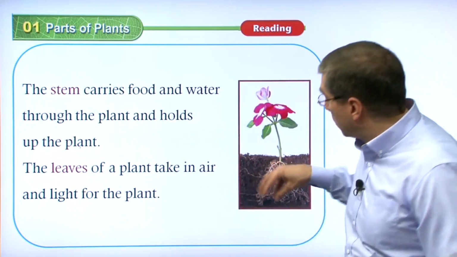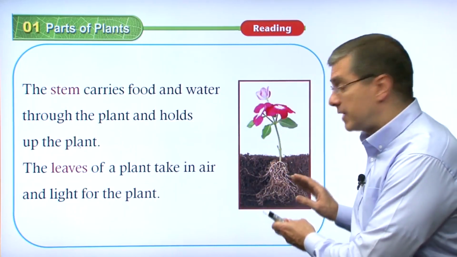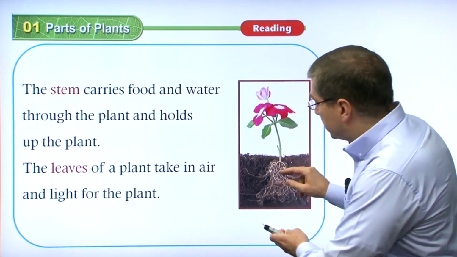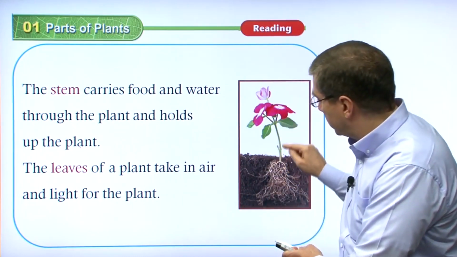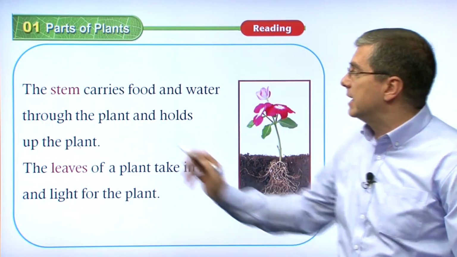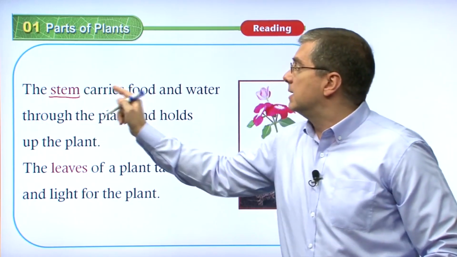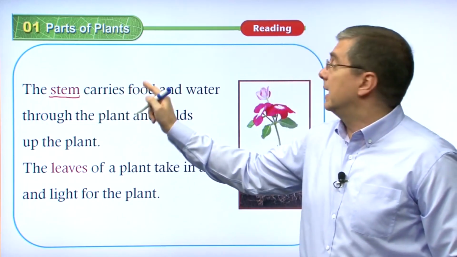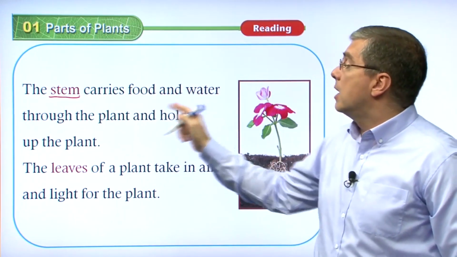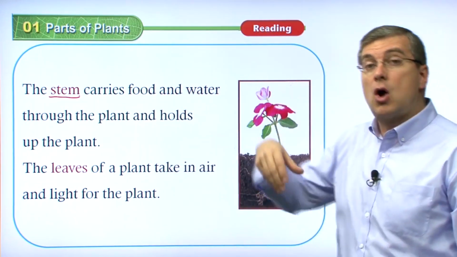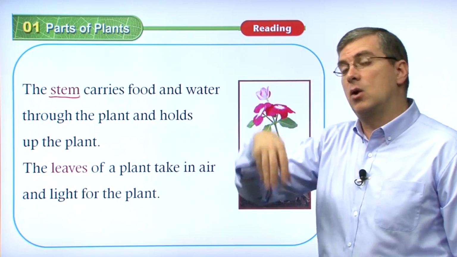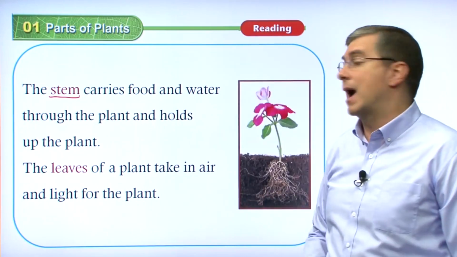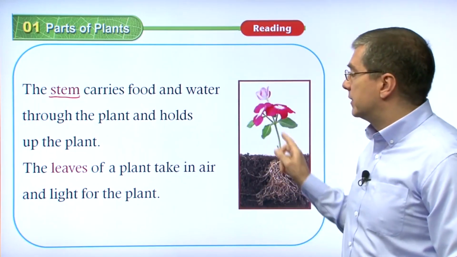The next thing, we're moving up, right? Our organizational style is from the bottom to the top. So the next point is this part, right? And this part, of course, is the stem. The stem, what does it do? It carries food and water through the plant, and it also holds up the plant. It holds up the plant above the ground. So we've talked about the stem.